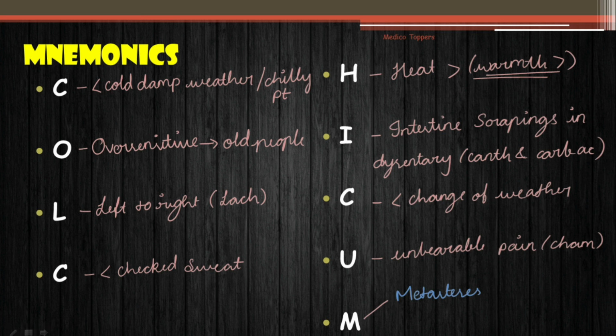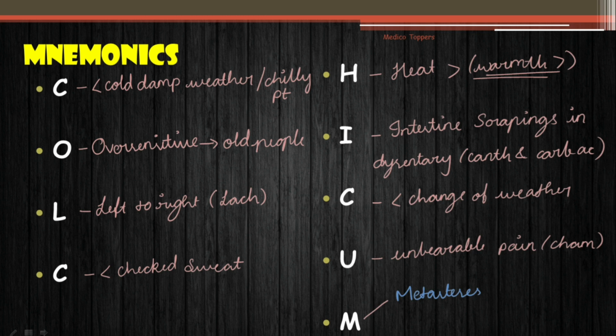So C is for aggravation during the cold, damp weather, chilly patient. R O is for oversensitive old people. Then L for left to right pain comparing to lachesis. Then C for aggravation, checked sweat. And H for amelioration, warmth. And I for intestine scrapings and dysentery, comparing it with cantharis and carbolic acid.